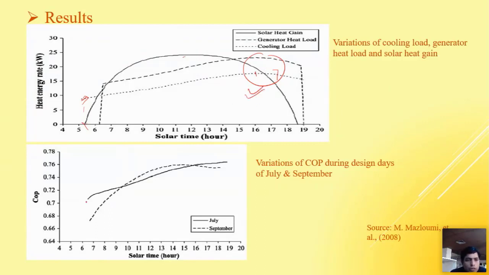And here, if you talk about the COP, July and September both are given. In July, the solar time hours are also represented there. When the solar time was around 14 hours, the COP was around 0.76, which is very good and very appreciable. And definitely when we have more solar hours, around 19 or 18, this value is 0.76 or 0.77. So that's a great achievement. With these renewable resources, we are getting this much COP, which is very appreciable.